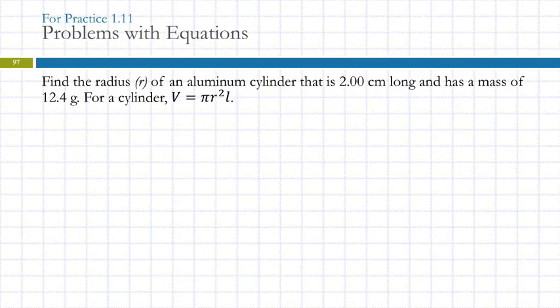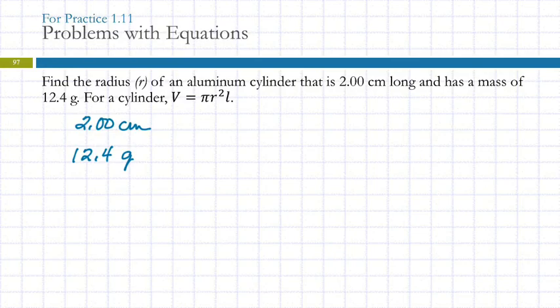Find the radius of an aluminum cylinder that is 2 centimeters long and has a mass of 12.4 grams. For a cylinder, volume equals pi r squared L. Well, let's pull the numbers out and write them down. 2.00 centimeters, 12.4 grams, and then we've got this volume equals pi r squared L.